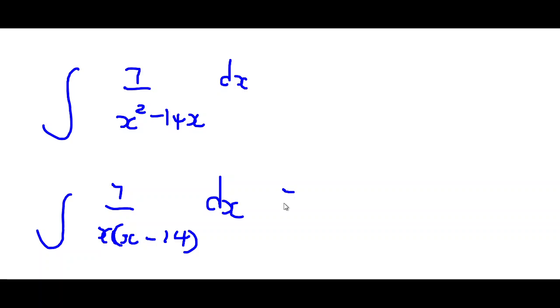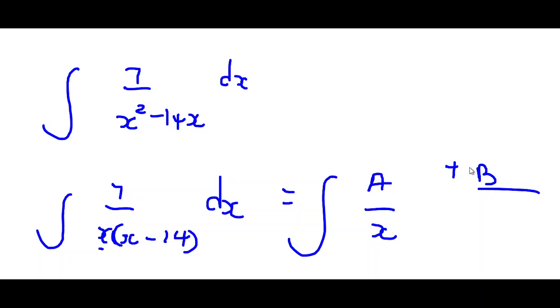So the first thing that you need to do when it comes to partial fractions is add the integral sign, then a over x, which is this x here, plus b over x minus 14, and here you also add the dx. So the next step, you have to get rid of the integral sign together with the dx, whereby we're going to have that 7 over x into brackets x minus 14 equals a over x plus b over x minus 14.